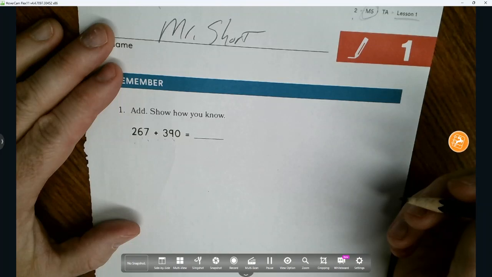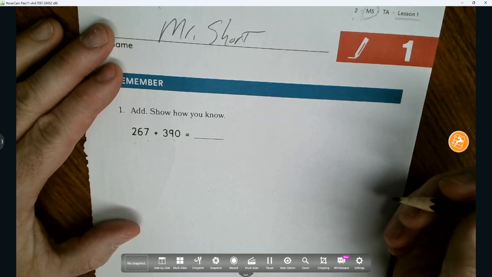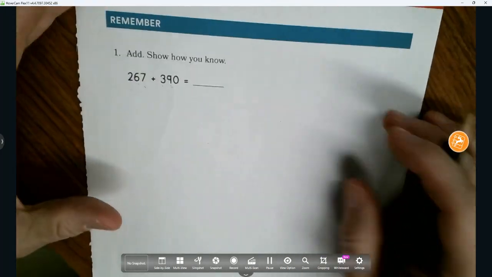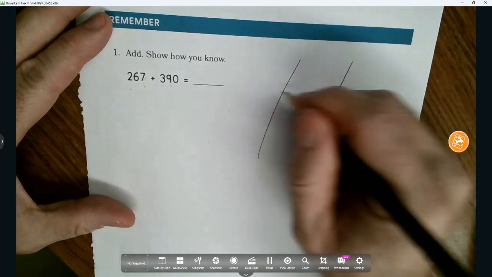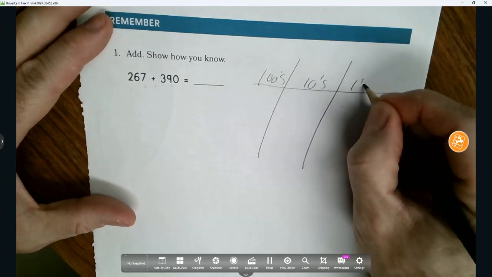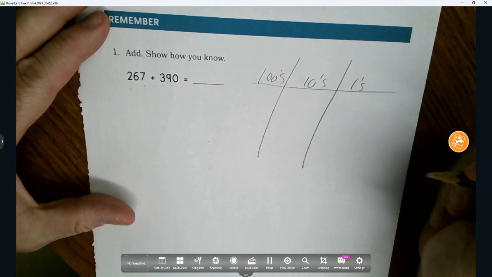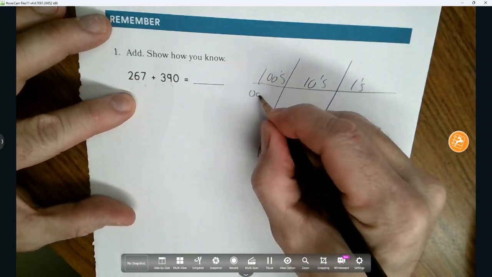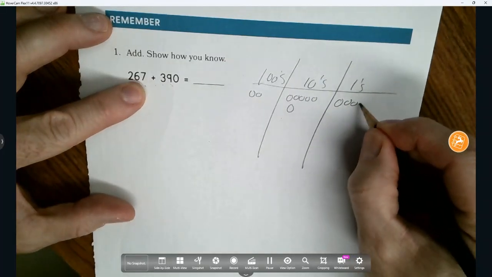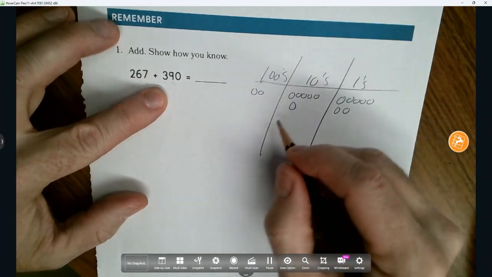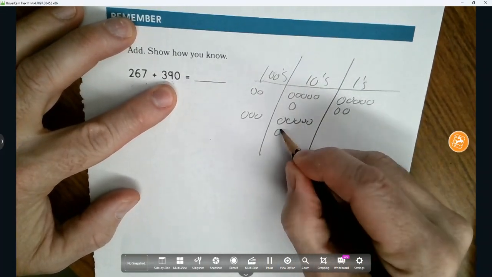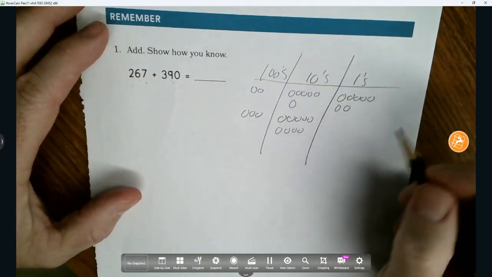So a couple ways we could do this. We can make some friendly numbers, which I'm going to show you a couple different ways. We're going to do this a couple different ways today. First, we're going to do it the time proven, always works, takes longer, but it works way. Let's put our 200s, 6 10s, 7 1s. Then we're going to put 300s, 9 10s, and 0 1s. Now we just add this up and count the total.